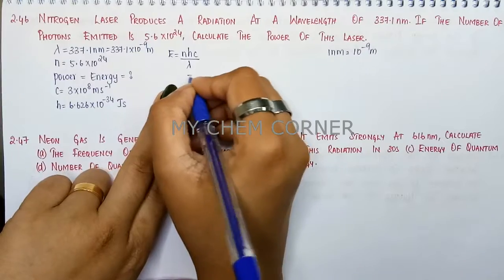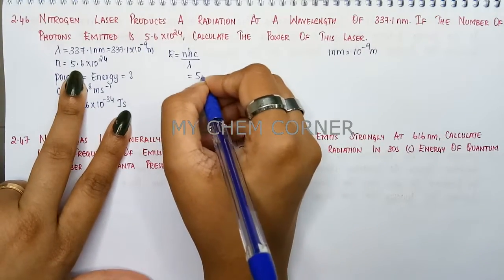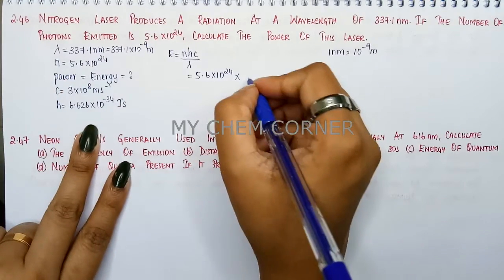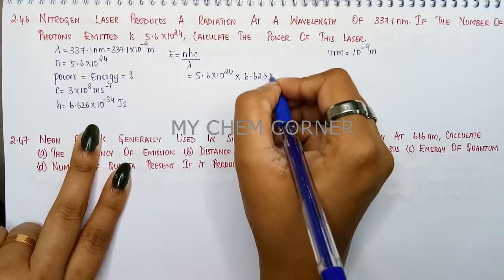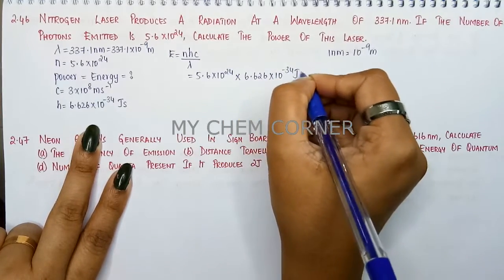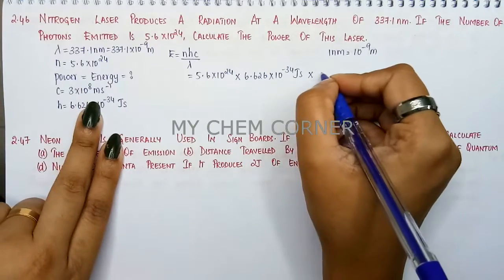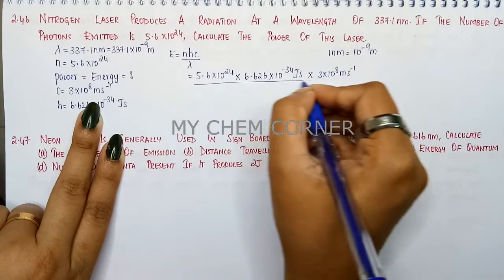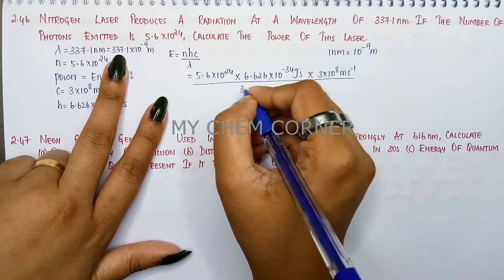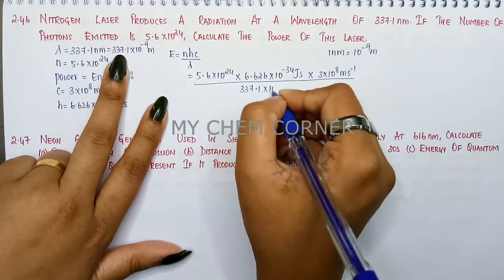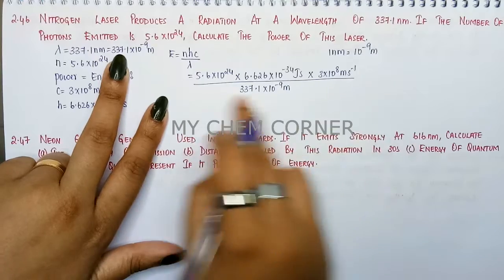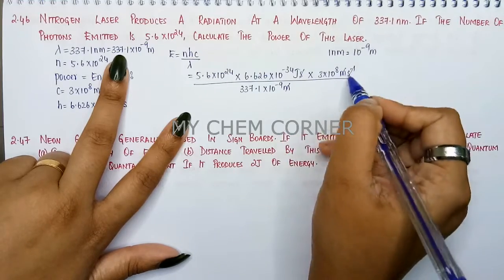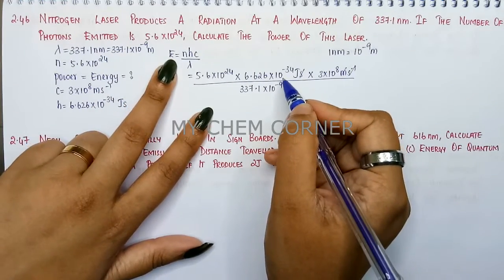Let's substitute the values. n is here 5.6 into 10 to the power 24, into h value is this Planck's constant 6.626 into 10 to the power minus 34 joule second, into c is velocity of light 3 into 10 to the power 8 meter per second, divided by wavelength value is 337.1 into 10 to the power minus 9 meter. We have all the values. We will cancel out the common units here. So we're only left with the joule because we have the energy parameter.